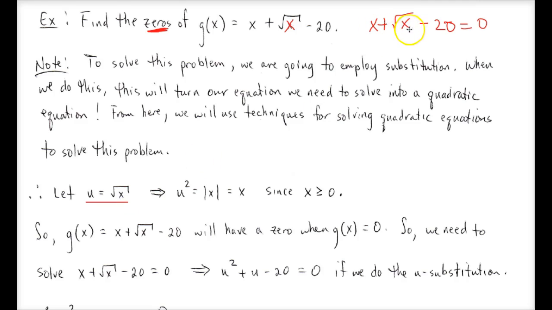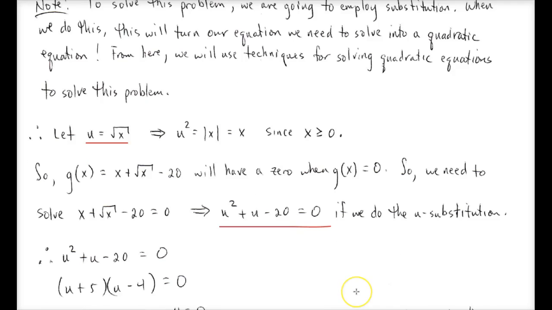We see that our issue is square root of x. That's the one thing that keeps this equation from being quadratic in the first place. So we let u, another variable, be square root of x. From that, if we square both sides, assuming that x is greater than or equal to 0, then u squared would be equal to x. So we can replace square root of x with u and replace x with u squared, and we would eventually end up with this quadratic equation.